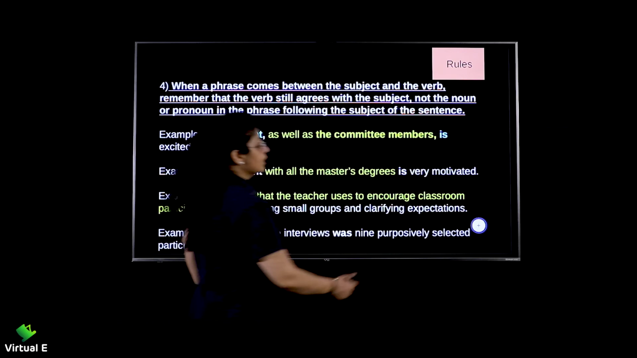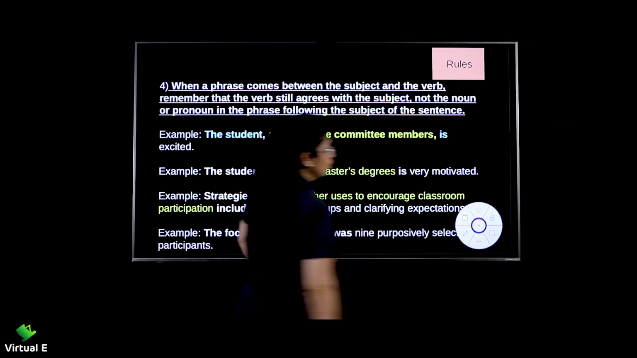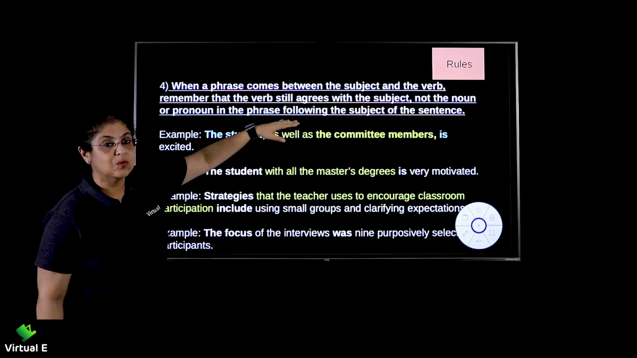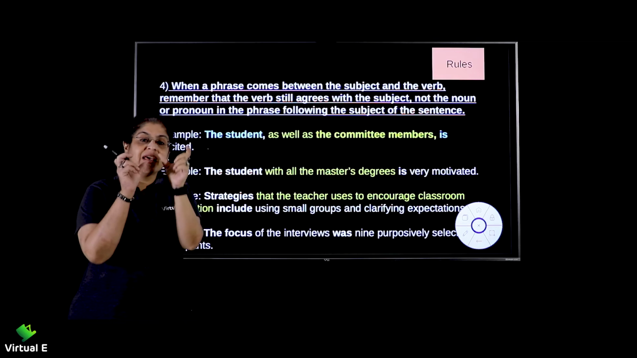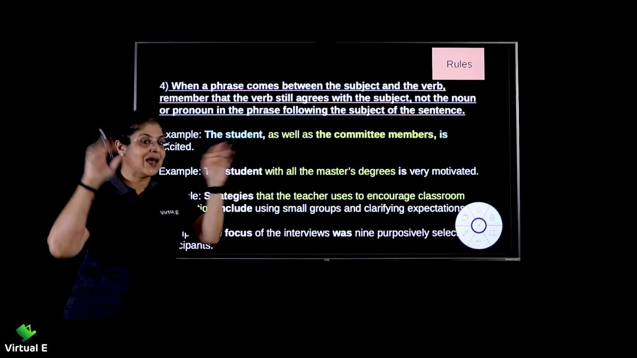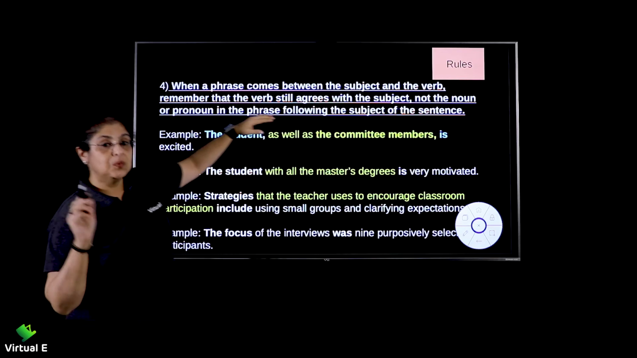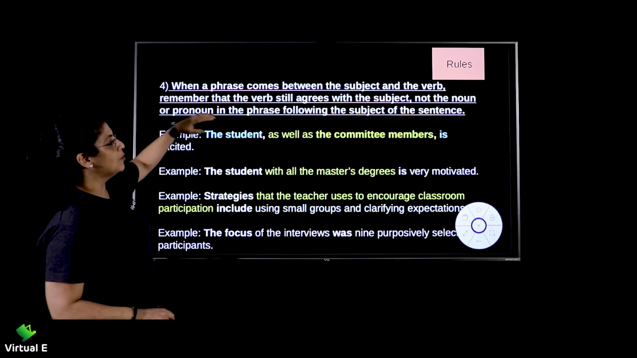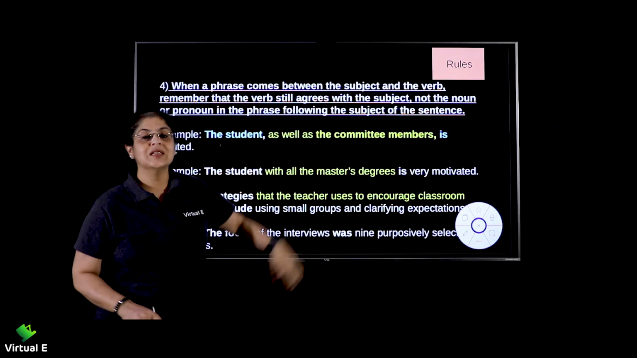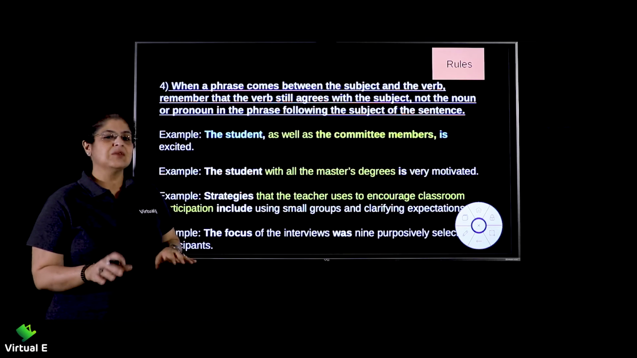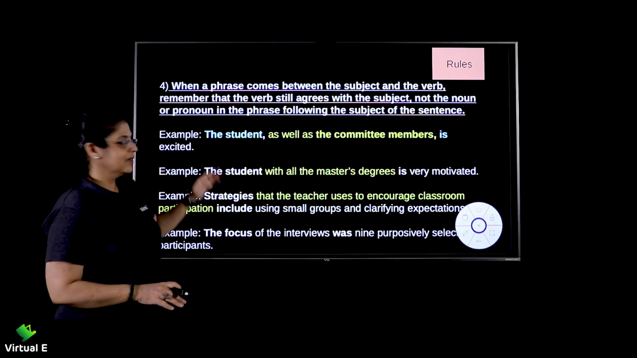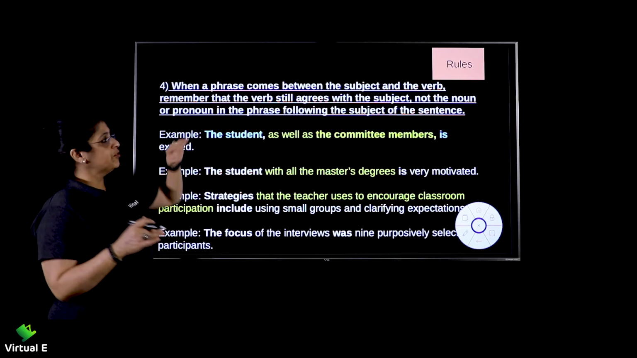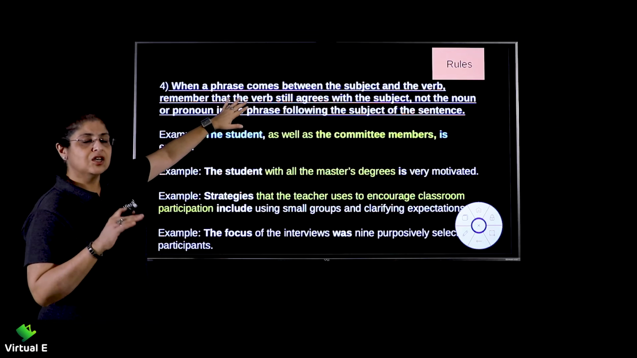Let's move further to our next rule. When a phrase comes between the subject and the verb. Now, there is a phrase which comes in between the subject and the verb. Remember that the verb still agrees with the subject and not the noun or pronoun in the phrase following the subject of the sentence. Sounds a little complicated, is it? Don't worry. Let's just do it. The moment you get into your example, you understand the rule. So, if you have not understood what I just read, don't you worry.